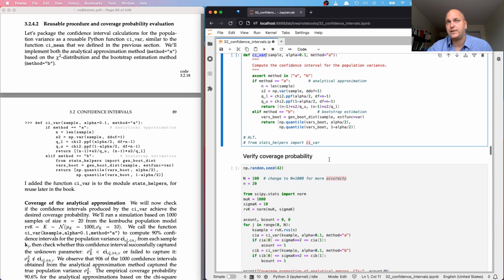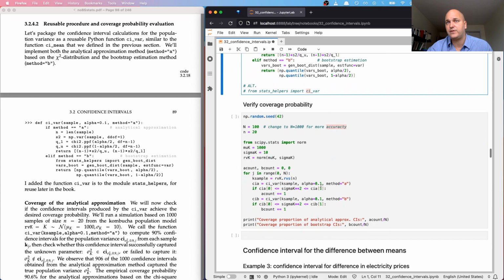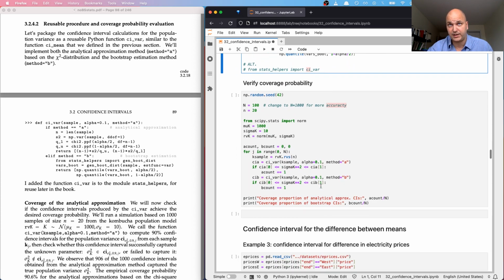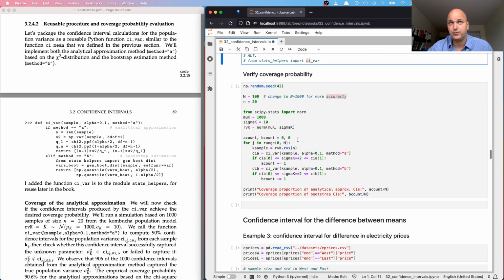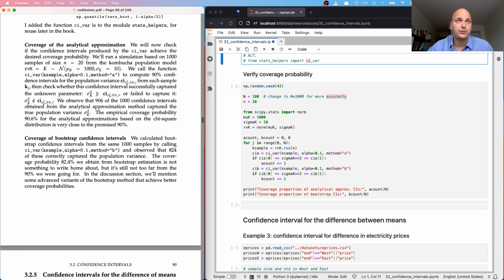And verify the coverage probability. I'm not gonna run that. I'll tell you the test I did was 90% accurate, so it's very good. The analytical approximation is very good, and the bootstrap approximation was 82%, so not that good, but still roughly close, right?